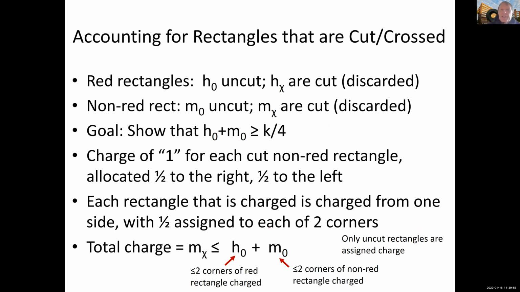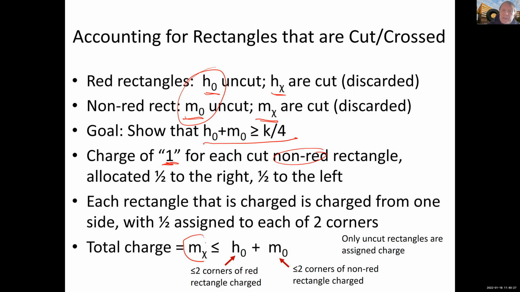So accounting for this, red rectangles are those that are uncut when cut. Non-reds are uncut and cut. Those are the ones discarded and have to be paid for. And our goal is to show that the remaining ones are at least a quarter. Now, for every one of the non-red rectangles that's cut, we pay 1, and we send half a charge to the left, half to the right. Those go to corners that are charged. Each rectangle is only charged on one of its 2 sides. Each of the 2 corners is charged 1/2, so at most a charge of 1.